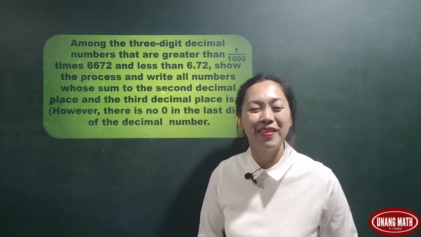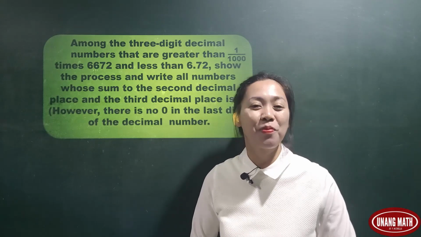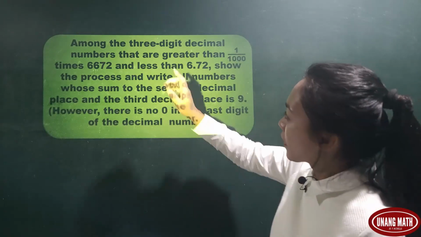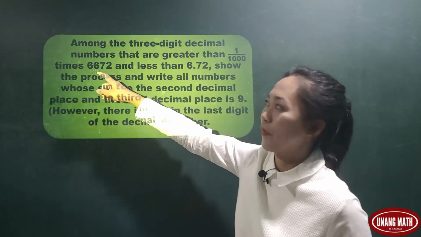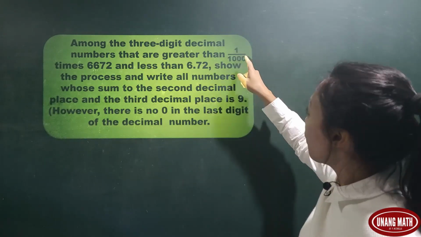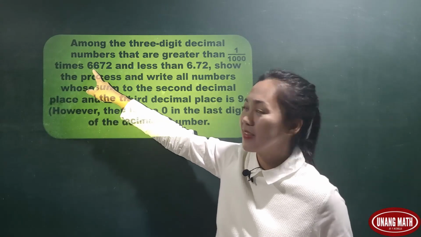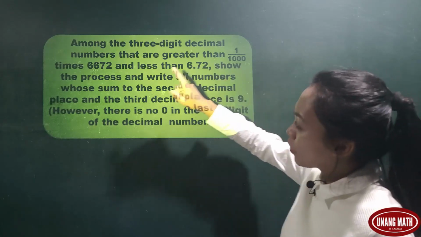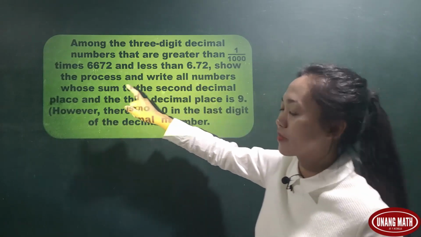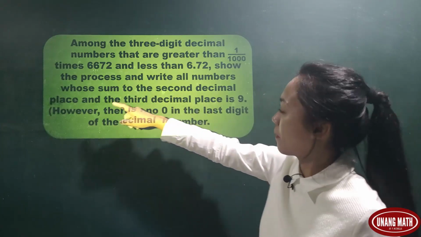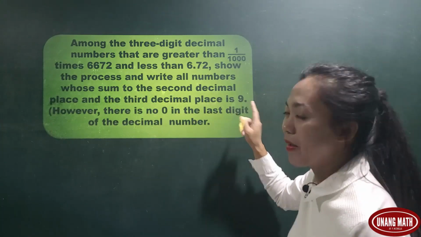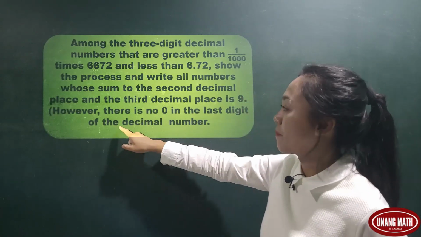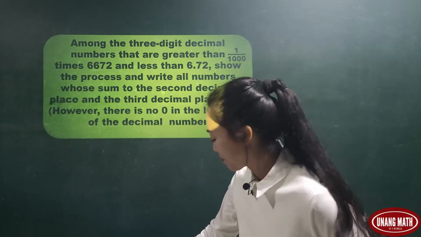This next problem is an example of a descriptive math problem, still about decimal numbers. Okay, let's read the problem. Among the 3-digit decimal numbers that are greater than 1 over 1,000 times 6,672 and less than 6.72, show the process and write all numbers whose sum of the second decimal place and the third decimal place is 9. However, there is no 0 in the last digit of the decimal number.